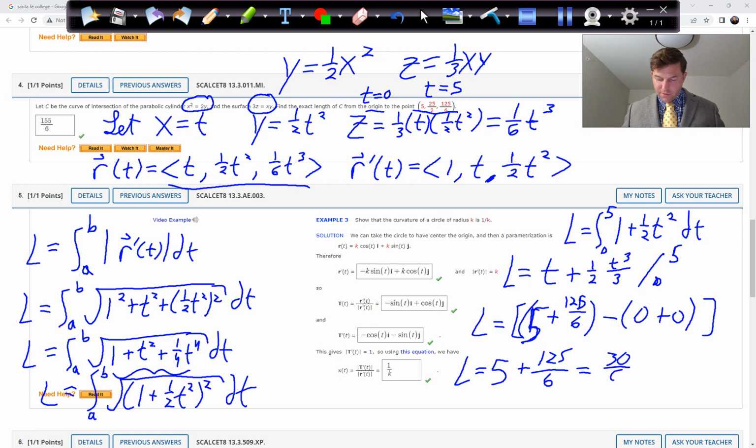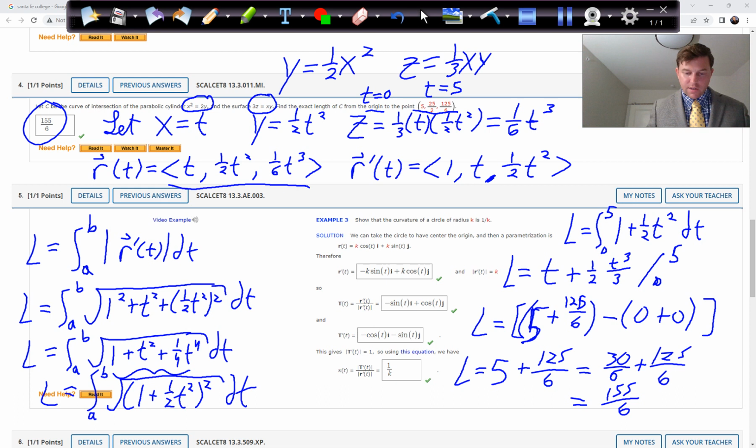Put that 5 over 6 by making it a 30. The length will be 155 over 6. Right there. Okay, so another way to calculate length, if you've got the vector equation, take the derivative and then take the magnitude of that.